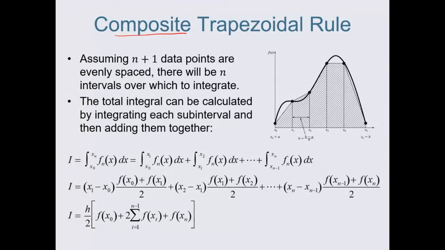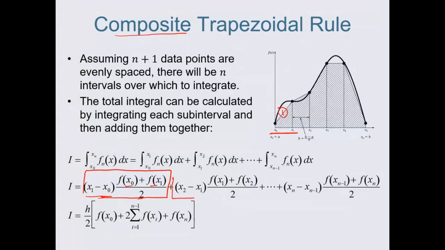Now once you add the areas, then if you go from x0 to x1, then your integration formula is b minus a times f of a plus f of b divided by 2. So that's the first one.